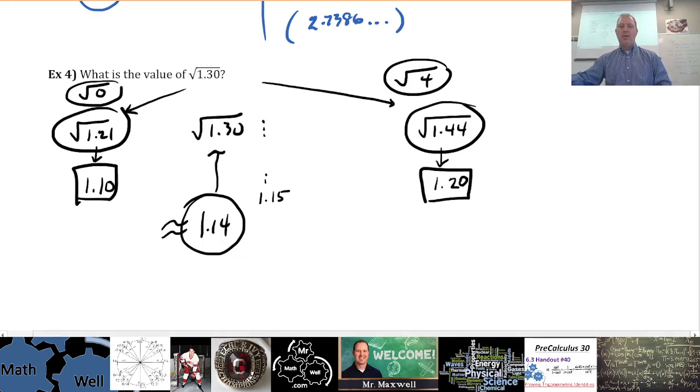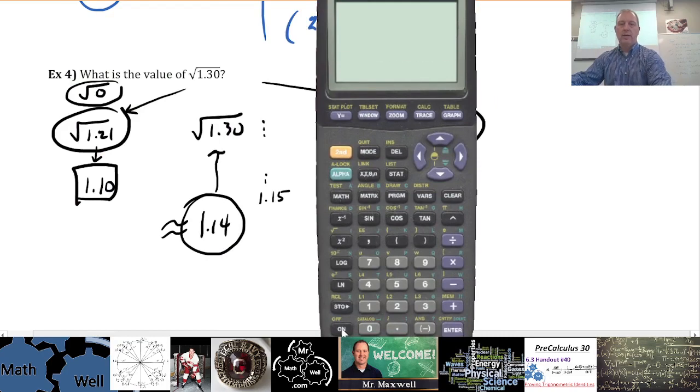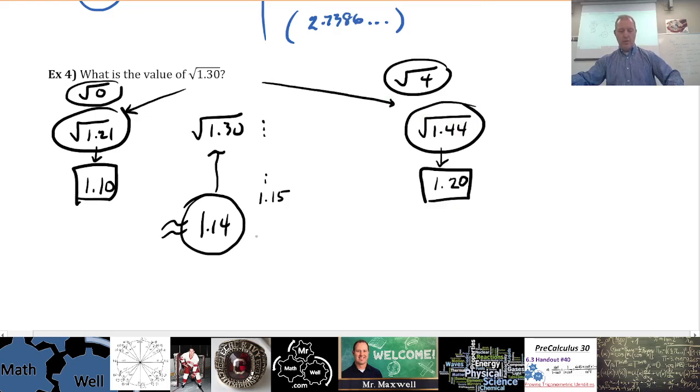So let's check on our calculator to see what it actually is. Let's see how close we got. Okay. Square root of 1.3. And 1.3 and 1.30, the calculator doesn't care. Okay, so 1.140. That's pretty good. That's pretty awesome. So that's a great estimate, okay? Anybody have any questions about that?